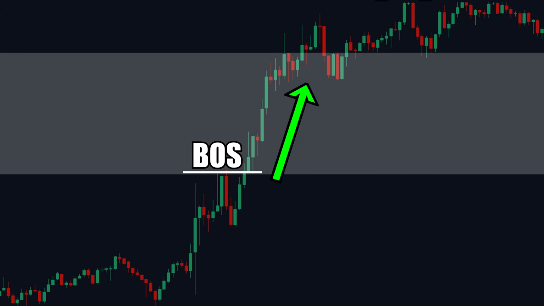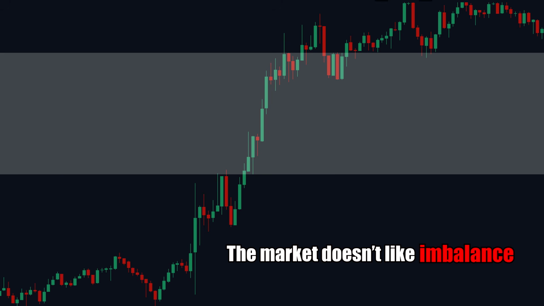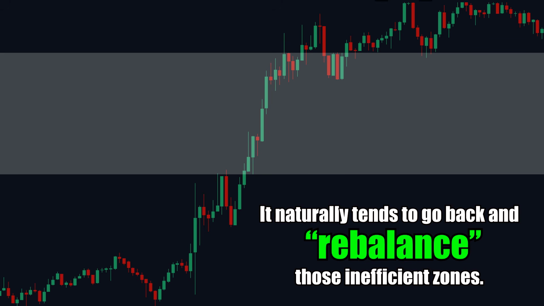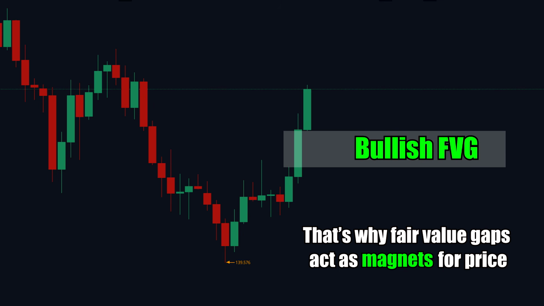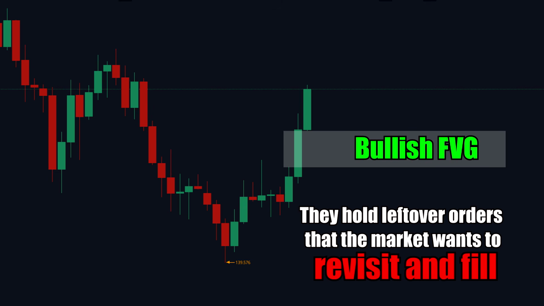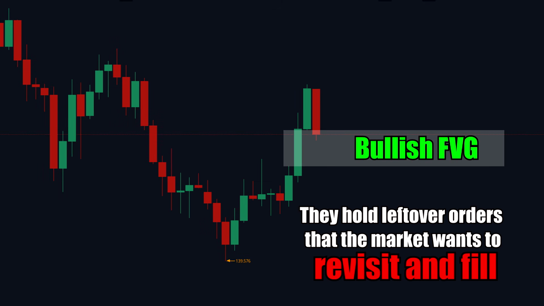The price surged upward with strong momentum, fueled by aggressive buying and very little selling resistance. And here's the important part: the market doesn't like imbalance. It naturally tends to go back and rebalance those inefficient zones. That's why fair value gaps act as magnets for price. They hold leftover orders that the market wants to revisit and fill.